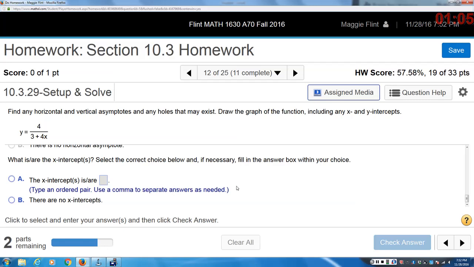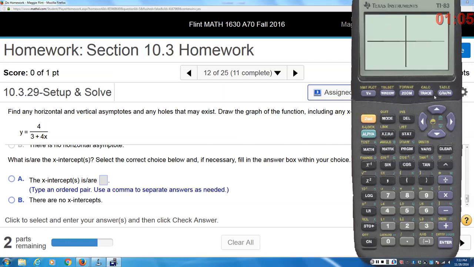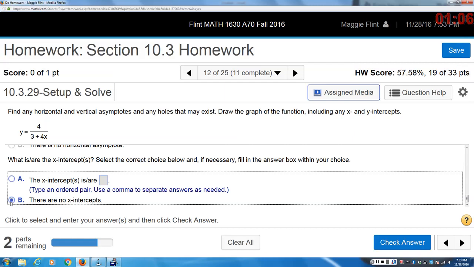Okay? And then it says, what are the x-intercepts? I don't think it has any. Because it never touches the x-axis in this direction, and it never touches the x-axis in that direction. It can't. That's what the fact that we had an asymptote said. It says it never does take on the value y equals 0. And that's what an x-intercept is, it's where the function has the value y equals 0. So it doesn't have any x-intercepts.